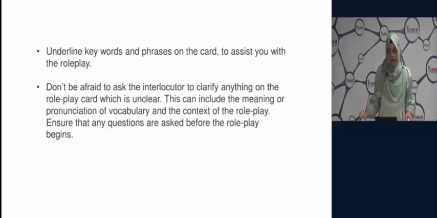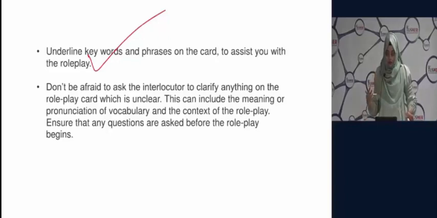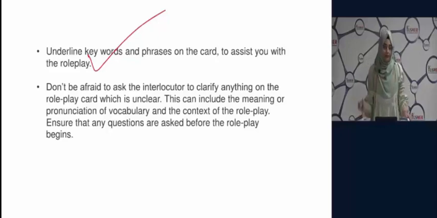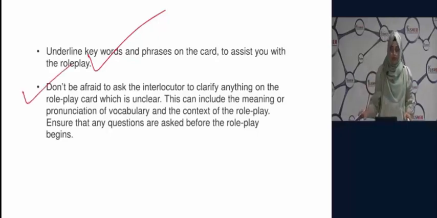Underline the keywords and phrases on the card to assist you with the role play. When you read the card, underline the keywords like the disease or the diagnosis or what treatment or medications you're supposed to talk about. Underline it so when you're starting the role play, when you look down, your eye clearly goes to the main points.